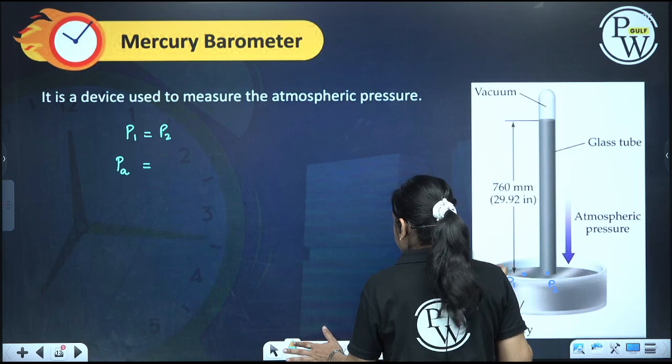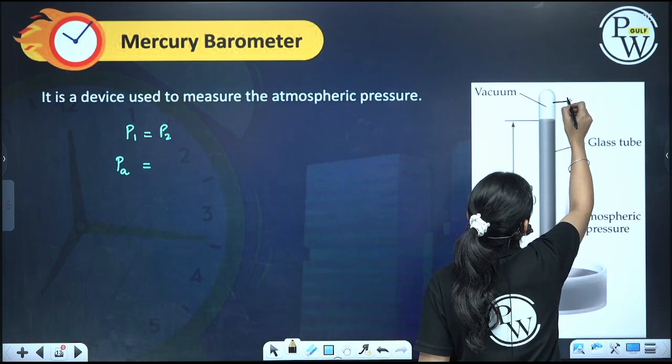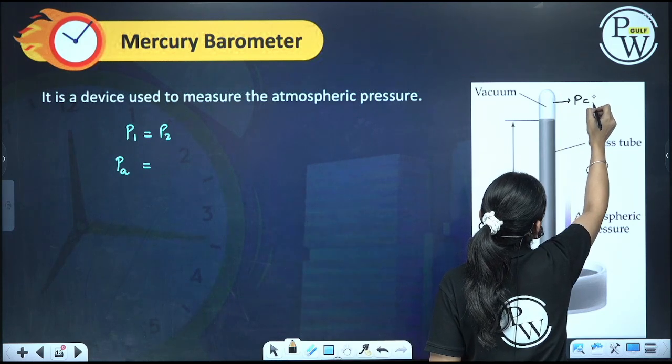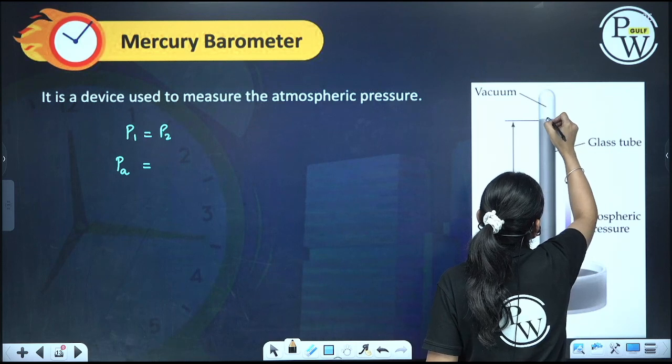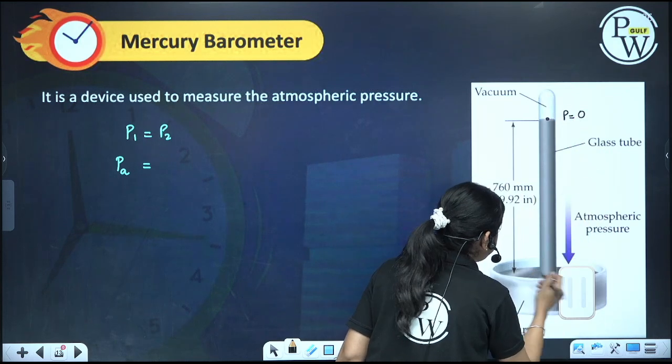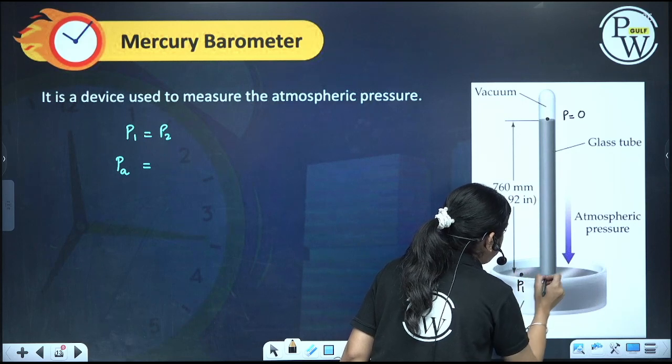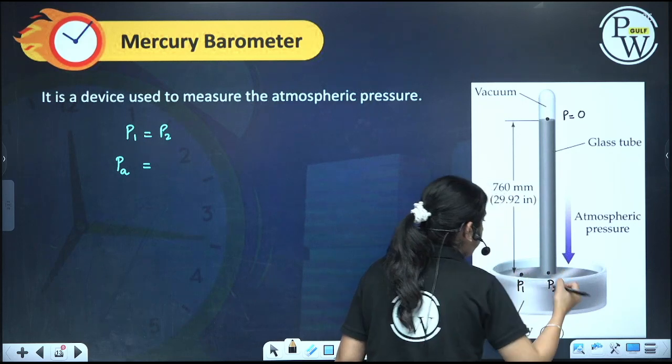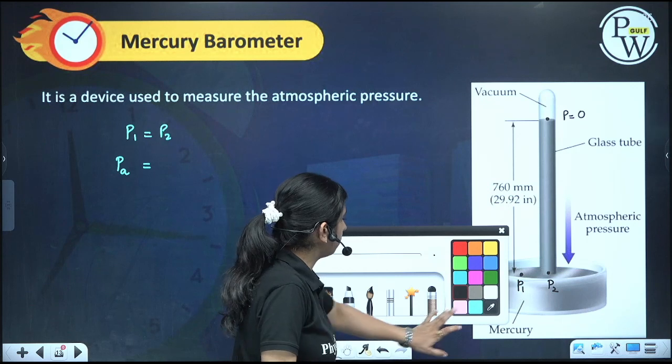Because vacuum is created, pressure at this point will be 0. P will be 0 over here. Here we have point P1, here we have point P2. Pressure at P1 and P2.